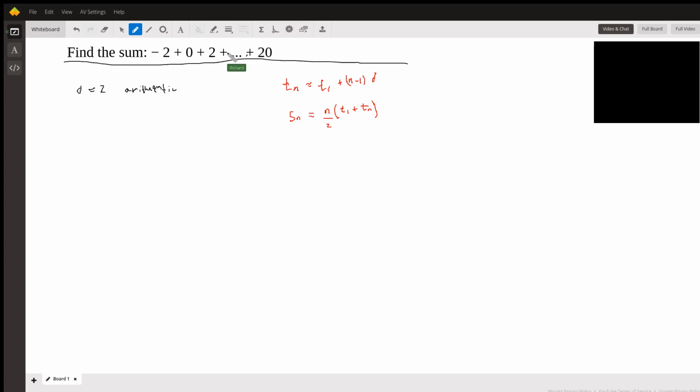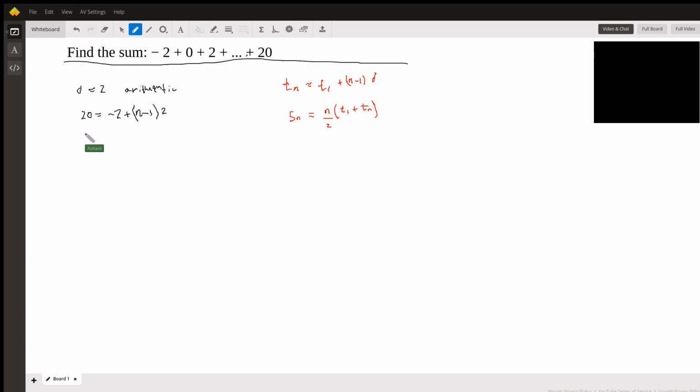Now we could find it the long way by just continuing to add 2 and 2 and 2 until we hit 20 and keep track of the count. But that's error prone, even when you're using a calculator. So I'm going to use the formula instead. I'm using this top formula, t sub n, the last term, is 20. And that's going to be negative 2 plus n minus 1 times the common difference, which is 2.